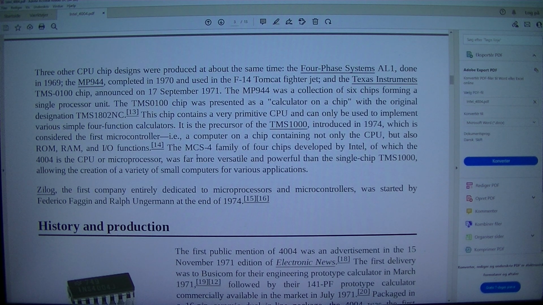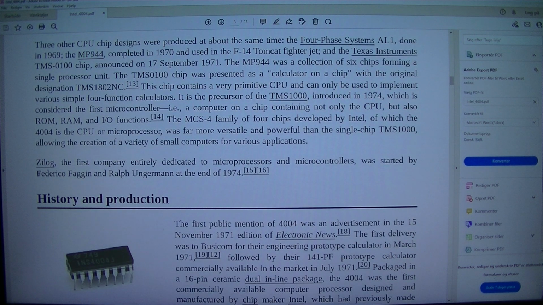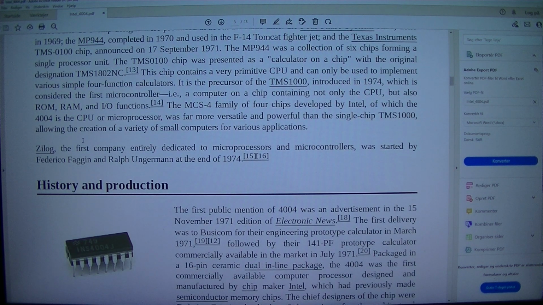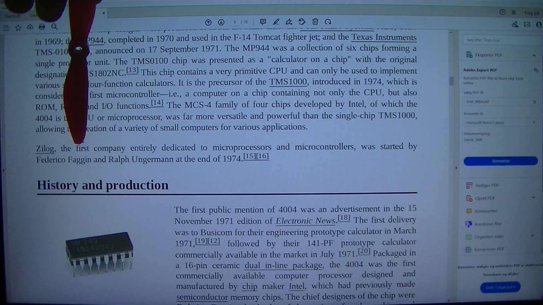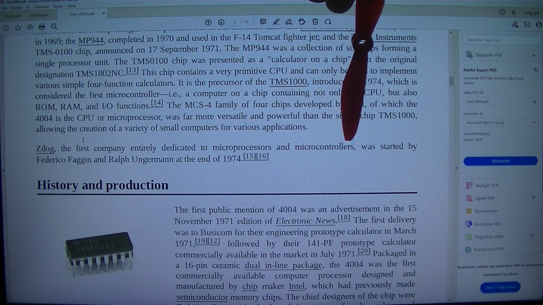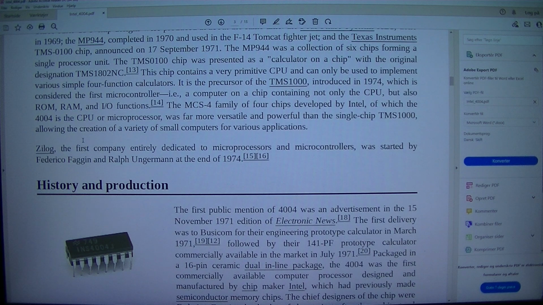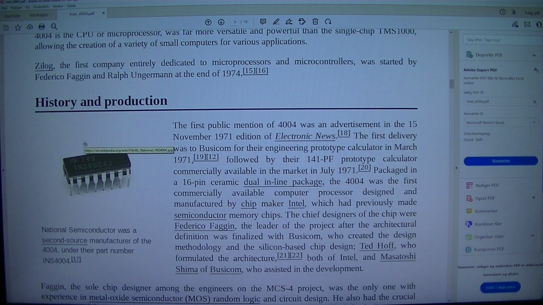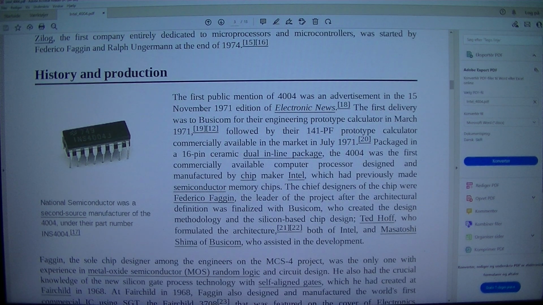The MCS-4 family of 4 chips developed by Intel, of which the 4004 is the CPU or microprocessor, was far more versatile and powerful than the single-chip TMS-1000, allowing the creation of a variety of small computers for various applications. Zilog, the first company entirely dedicated to microprocessors and microcontrollers, was started by Federico Faggin and Ralph Ungermann at the end of 1974.